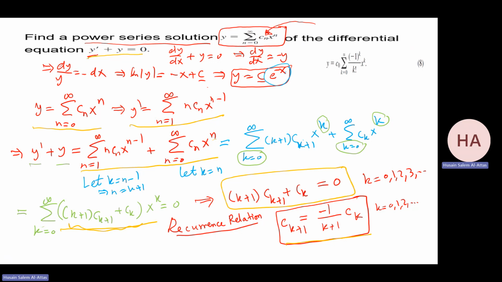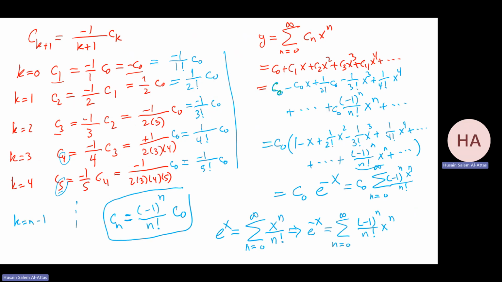Now I need to find these c's. So I have k equal to 0, 1, 2, 3. It depends on the problem. I have this relation, and k is 0, 1, 2, 3, and so on. So I substitute. K equals 0, you get C1. I write everything in terms of C0. In this case, C2, I get this, C3, and so on. So I have a format. There's no need to find the format in the other problems, but here, since I know the answer, I want to get it.